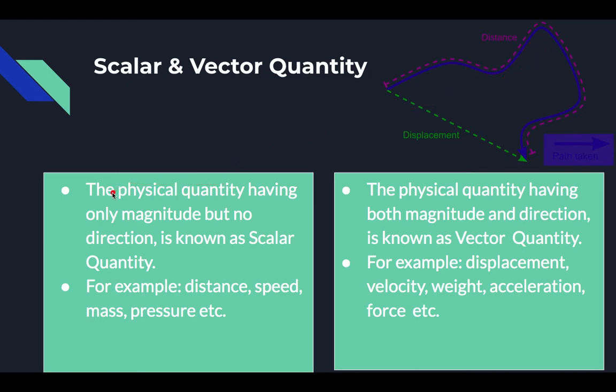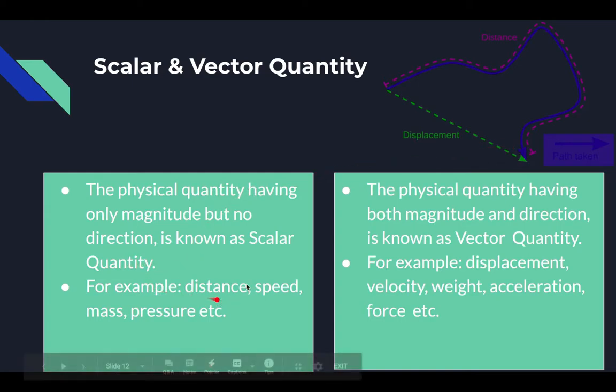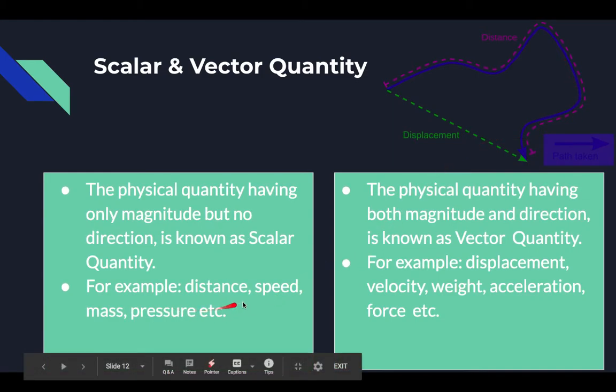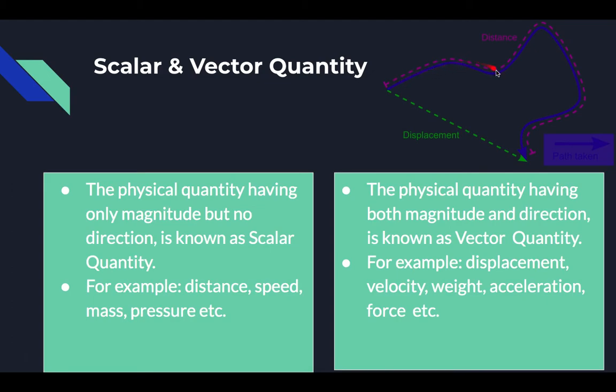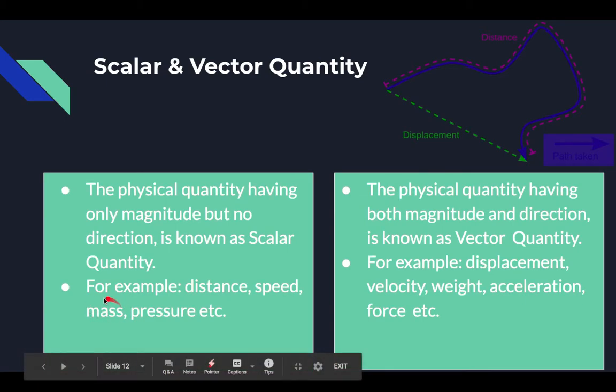The definition of scalar quantity is the physical quantity having only magnitude. You can see here it has only magnitude but no direction, no fixed direction. It is known as scalar quantity. Example, distance. See, it has no direction, only magnitude. Speed, because speed is produced when the body is moving in this curve path, so speed is also a scalar quantity. Another example, mass, because we discussed already that mass is the quantity of content. Your content does not have any direction, only magnitude. So it is also a scalar quantity. And similarly, pressure also has only magnitude, so it is also a scalar quantity.